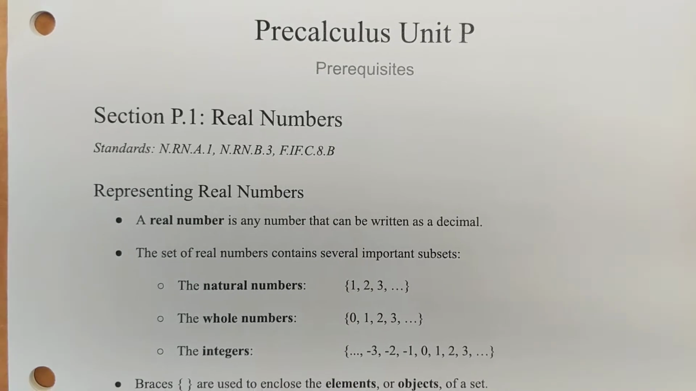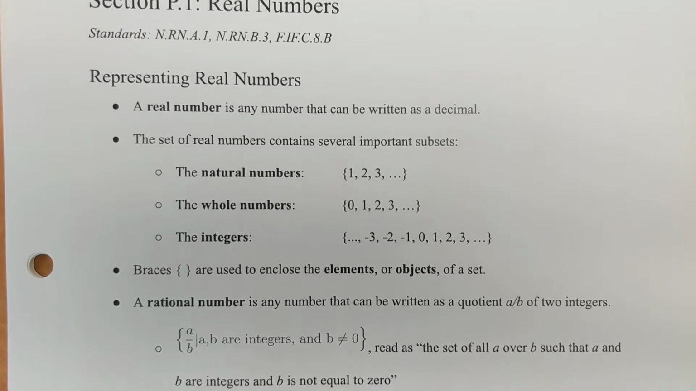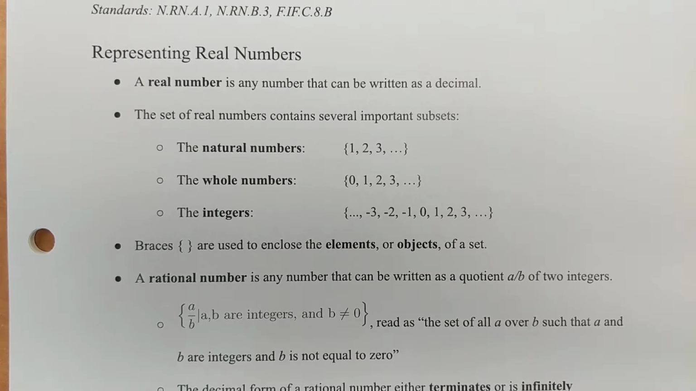Okay, here we have the notes for section 1, the real numbers. So the first part here is just a bunch of definitions. So you've got representing real numbers. So real numbers are any numbers that can be written as a decimal.